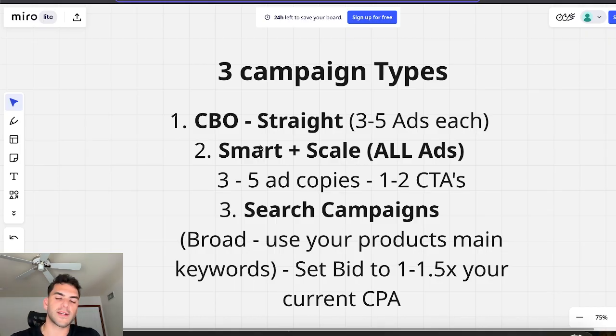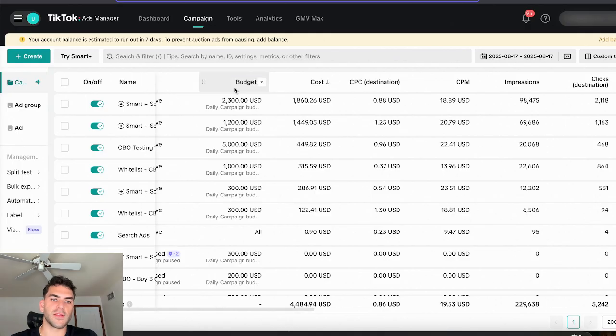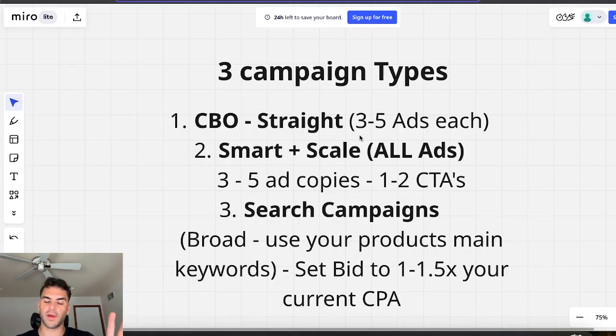Number 2, like I said, is the smart plus scale. So you take all of your ads, literally all of your ads. I have it right here just to show you. This is called smart plus scale right here. And I took all of my ads, right? I have a couple campaigns here. I took all of my ads, my best ones, I put them in the smart plus scale campaign, and I just let it rip.